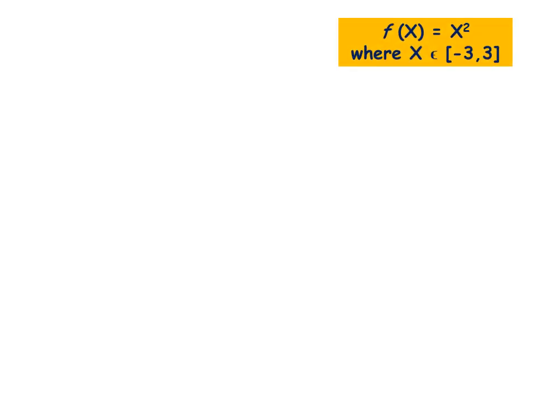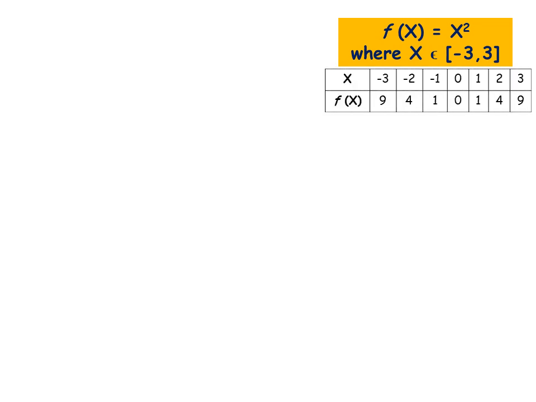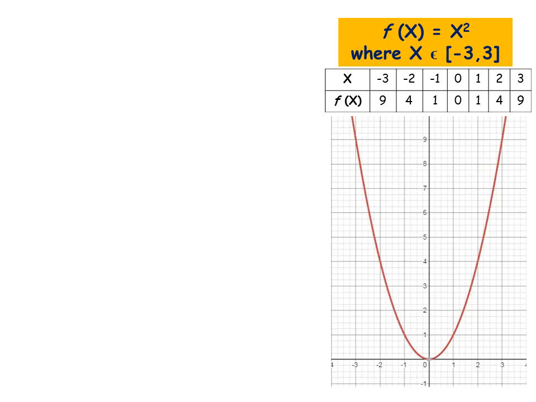This function, which says f(x) equals x squared, where x is in the interval negative 3 to 3, and I have this table of my ordered pairs and my drawn curve like that. I have some points to talk about in this curve and this function. But first we must note that f(x) equals x squared.